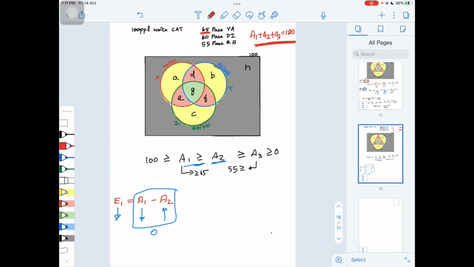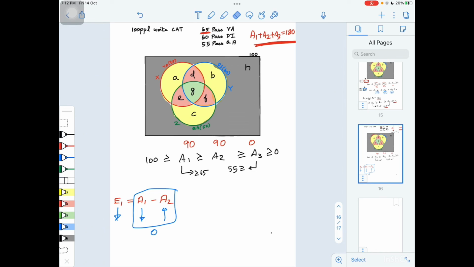Alternate way of looking at this would be, I'll give 90 to A1, 90 to A2 and 0 to A3. So if I give 90 to A1 and 90 to A2 and 0 to A3, is any condition getting violated? Absolutely not. Is A1 less than or equal to 100? Yes. Is A2 less than or equal to A1? Yes. Is A3 less than or equal to A2? Yes. Is A3 greater than or equal to 0? Yes. Is A1 greater than or equal to 65? Yes. Is A3 less than or equal to 55? Yes. So all the conditions are getting satisfied.